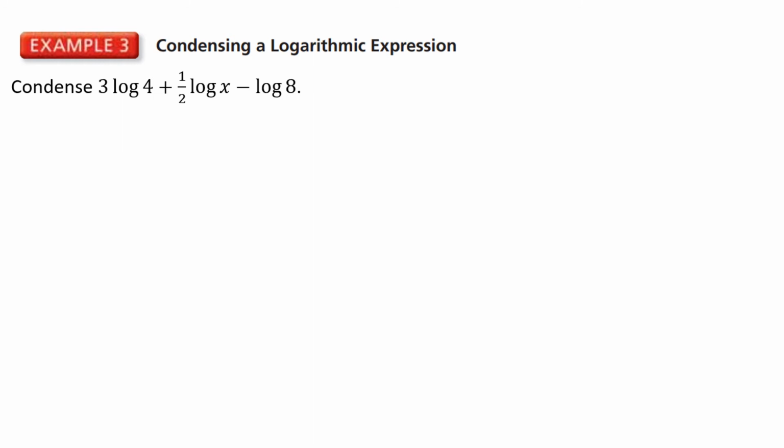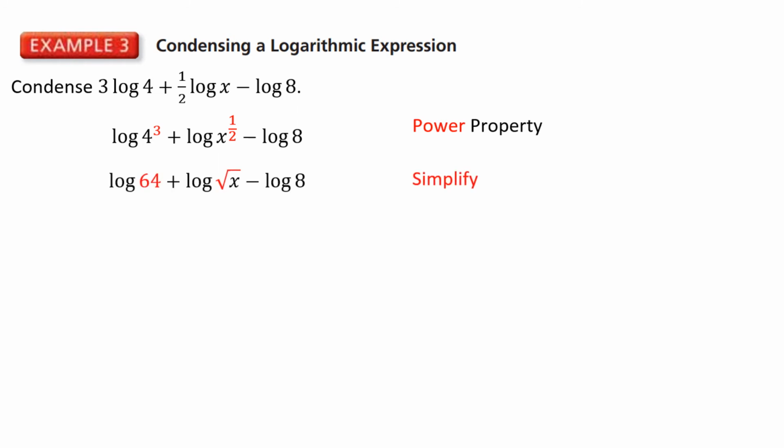We're going to condense these, so let's deal with our coefficients first. Using the power property, the 3 can go up as a cube and the 1/2 can go up also as an exponent. Now, it's easy enough to figure out what 4 cubed equals, and if it looks a little bit nicer to you, we can switch that x to the 1/2 power as being the square root. So now it's a little bit easier to bring these together.